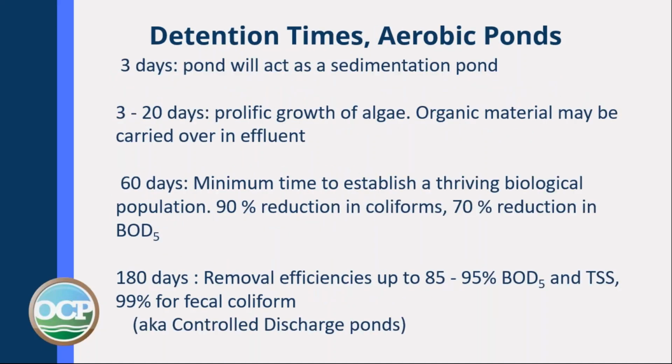Detention times for aerobic ponds. It'll take 3 days of detention for the pond to act as a sedimentation pond to allow TSS to settle. 3 to 20 days will give you a prolific growth of algae, but some organic material may still be carried over in the effluent. 60 days is the minimum time to establish a thriving biological population. You get a 90% reduction in coliforms and 70% reduction in BOD.